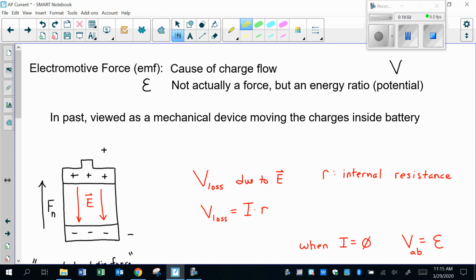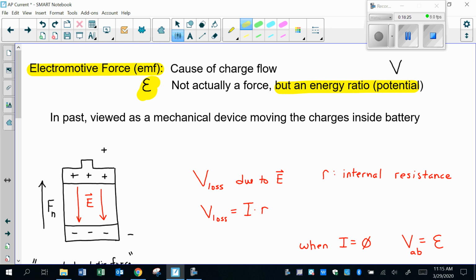Slide number 5. So this new term, electromotive force. The electromotive force, called the EMF, it has this script, capital E right here. That's how we show it. This is the actual cause of charge flow. This is what we've been using all along, but we haven't called it the EMF yet. It's not actually a force, it's an energy ratio.